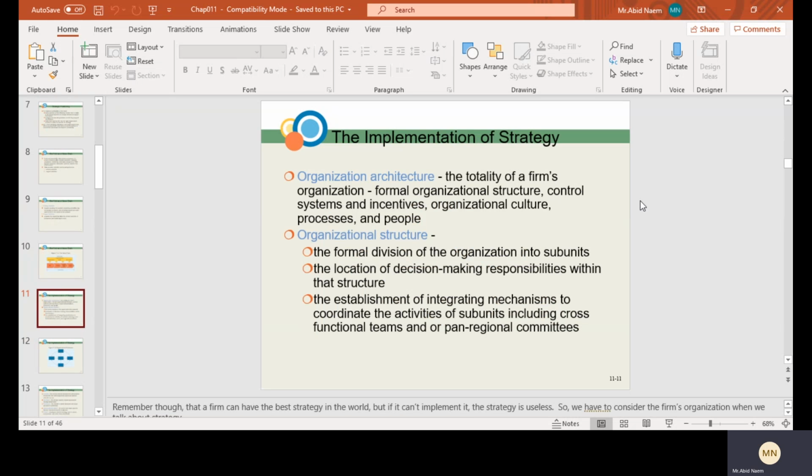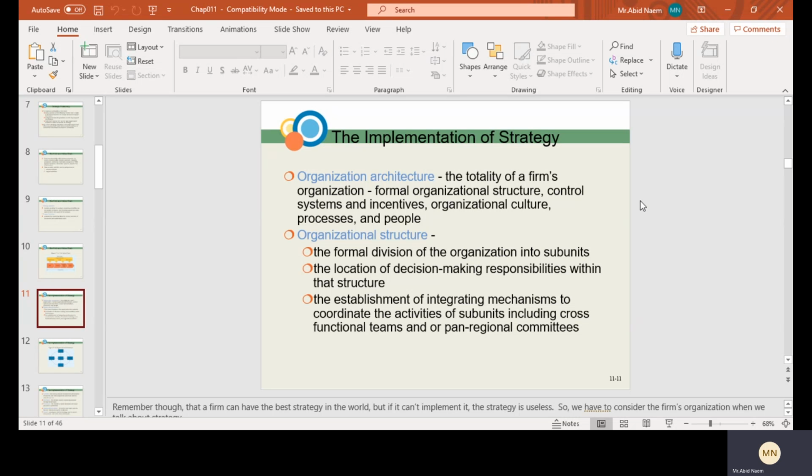Organizational architecture is the key element of implementation of international business strategy, and the totality of a firm's organization. A formal organization structure must exist within your organization, and there should be established control systems through which you keep a check and balance on your organizational performance, and then you have to develop the incentives for employees as well as other internal stakeholders. Organizational culture should be established and communicated, and then most importantly the people. These are the core components of organizational architecture.